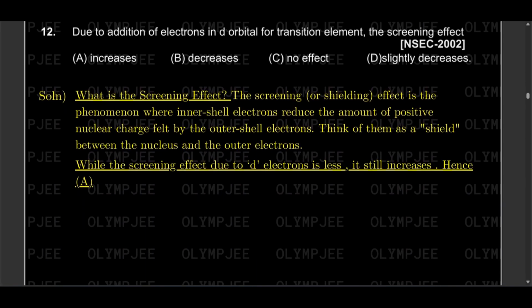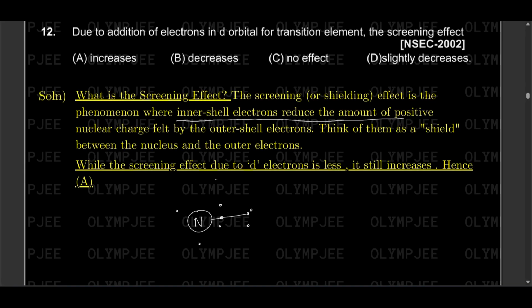Question 12 says that due to addition of electrons in d orbitals for transition elements, the screening effect. So the screening effect is the effect where the inner shell electrons reduce the amount of positive nuclear charge felt by the outer shell electrons. So if this is the nucleus and there are already electrons, the electrons in the outermost shell will face less attraction from the nucleus because these electrons are obstructing the attractive forces.